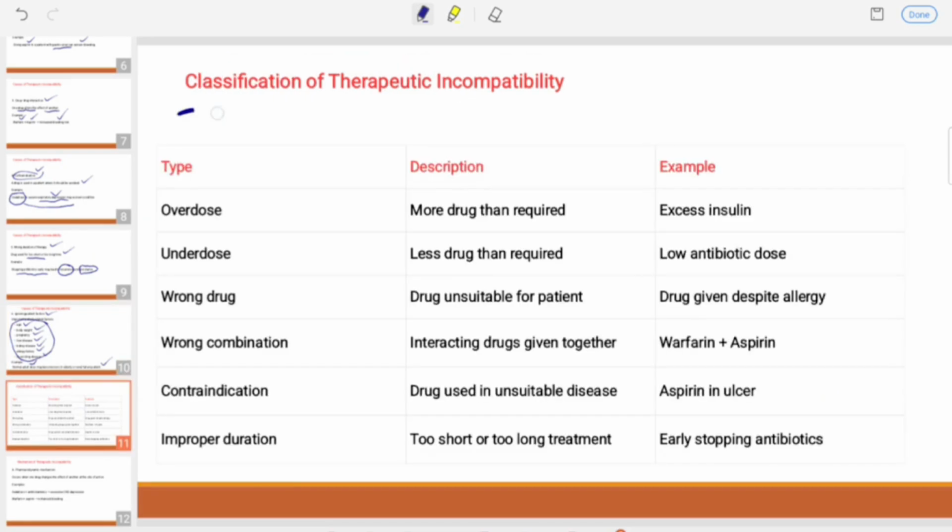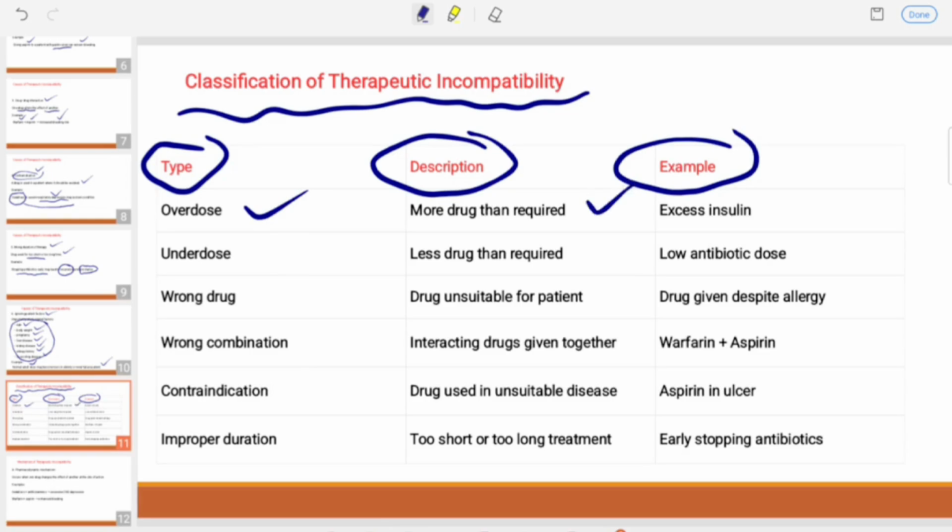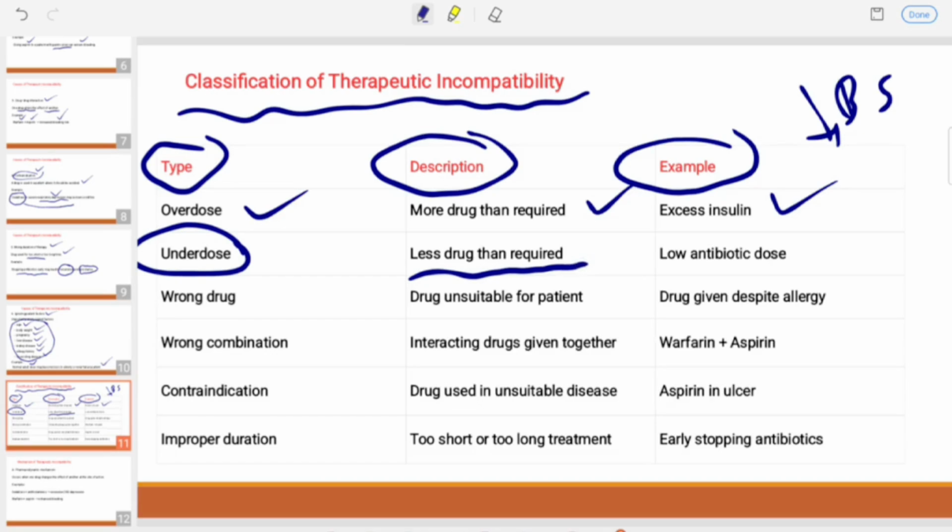Then classification of therapeutic incompatibility. In the first column there is the type, then the description and example. Overdosage, that is more drug than actually required. For example, excess of insulin may cause hypoglycemia or decrease in blood sugar level. Then underdosage means giving less drug than is required. For example, low antibiotic dose will cause antibiotic resistance or antimicrobial resistance in the patient.